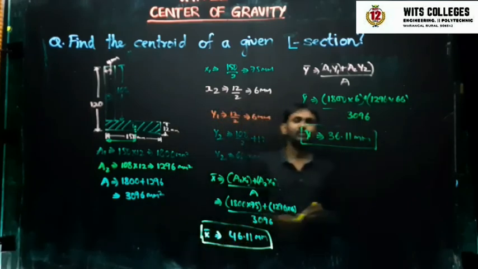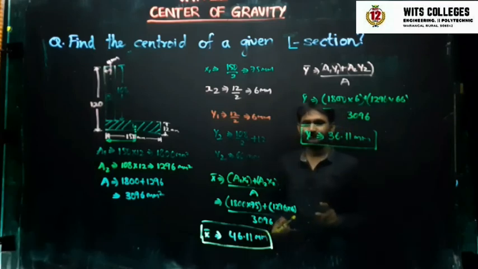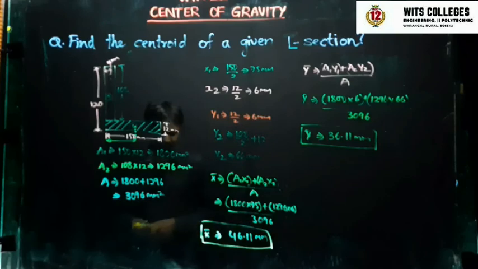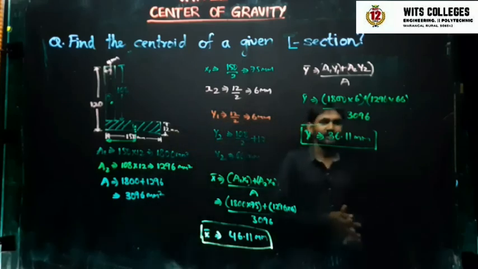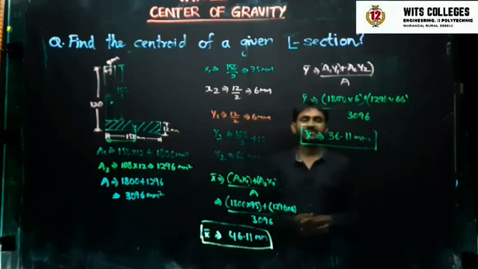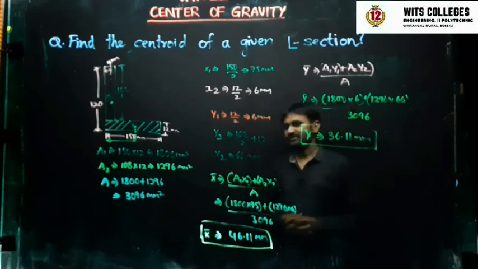Now you have to locate the centroidal distance. So let us locate it. x bar is 46.11, which means somewhere over here, and y bar will be 36. From this height it will be 36, somewhere over here. Like this you have to calculate x bar as well as y bar of the given sections.